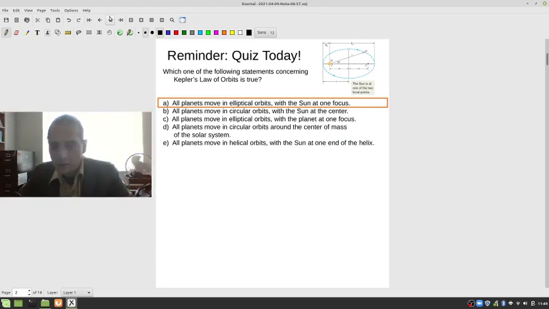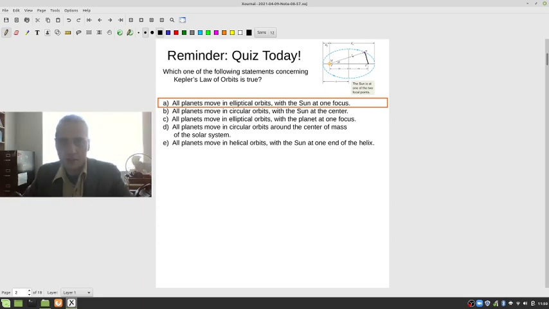Okay, so I put a couple questions here at the beginning to remind us we have a quiz today. Which one of the statements concerning Kepler's law of orbits is true? All planets move in elliptical orbits with the sun at one focus. I agree with that. Let's not go farther.